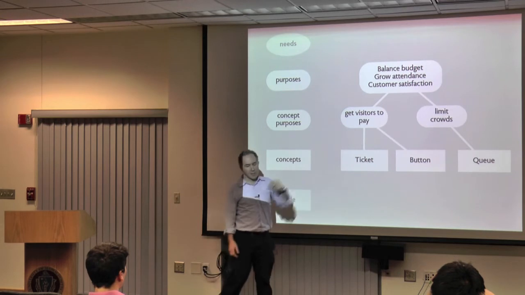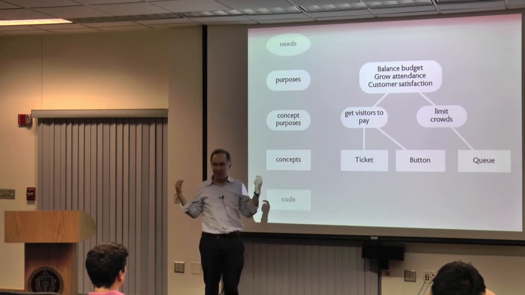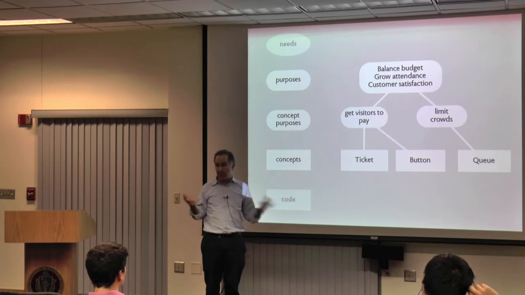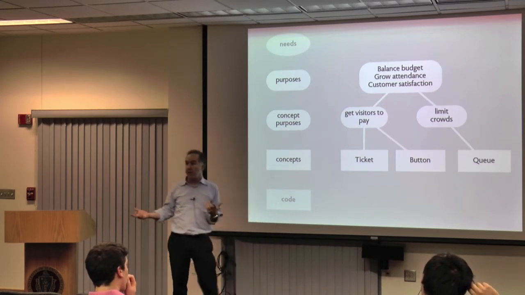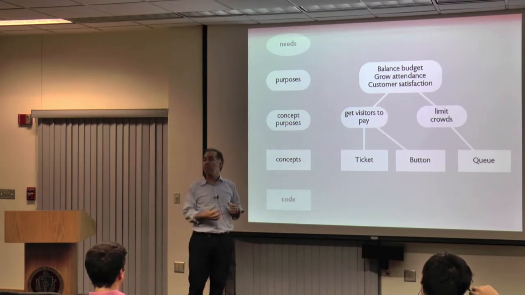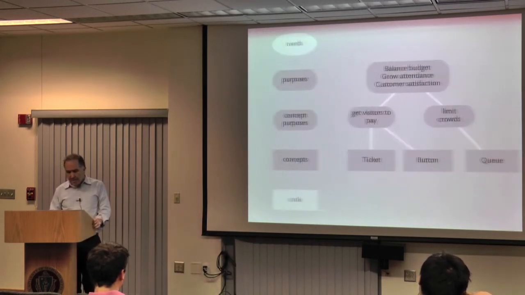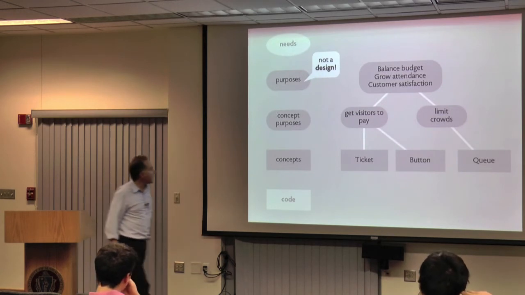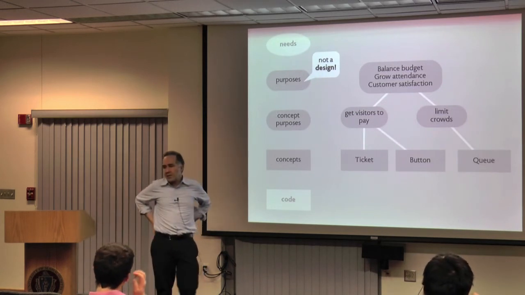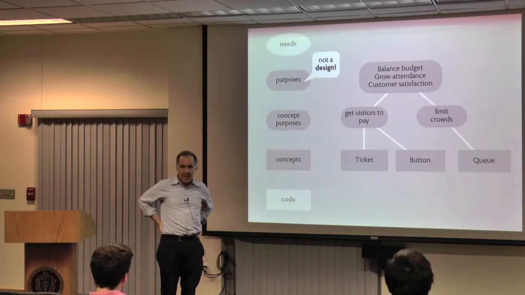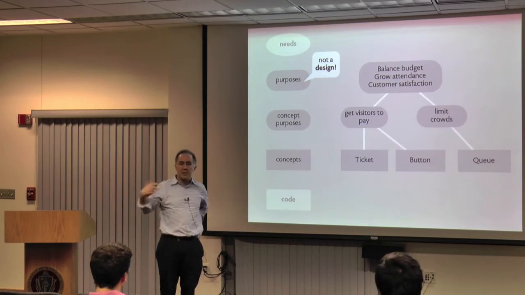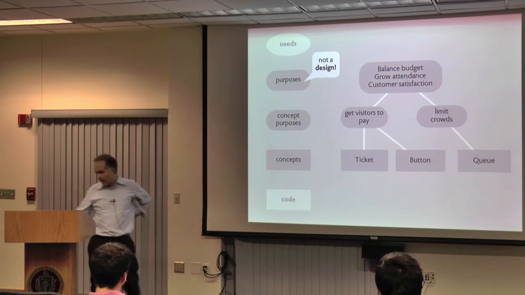Or maybe I'll achieve that with the kind of little metal buttons they used to have at the Met in New York, which is a similar scheme, but not an identical scheme, and actually has quite different characteristics from a design point of view. The buttons, for example, being much more transferable. So in this scheme, the important thing to note is that the purposes, the first thing we articulate, are no longer a design. And that's important because it gives us the space then to actually consider design options.